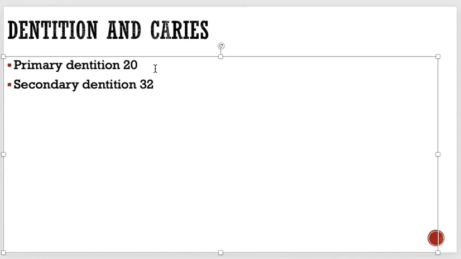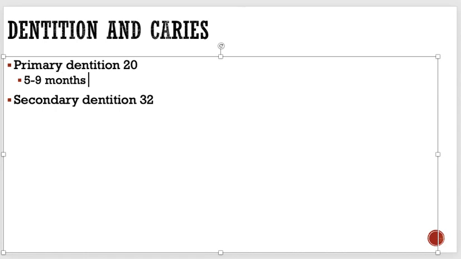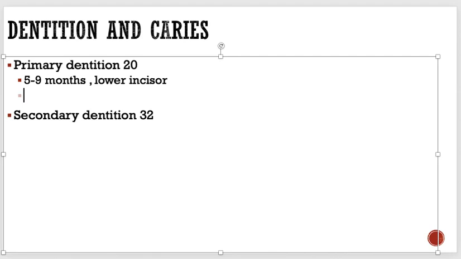By the way, all the children behave in a different way. I know children who were born with the first tooth in their mouth. I know children who don't have teeth until 1 year of life. But for most children, the first tooth appears when they are 5 to 9 months, and that is mostly the lower incisor. So this is the timeline when their first tooth is erupted.